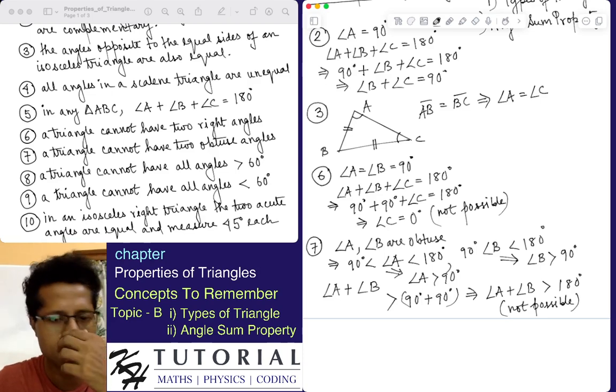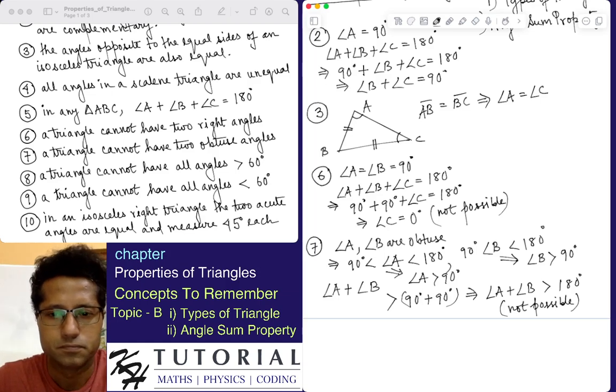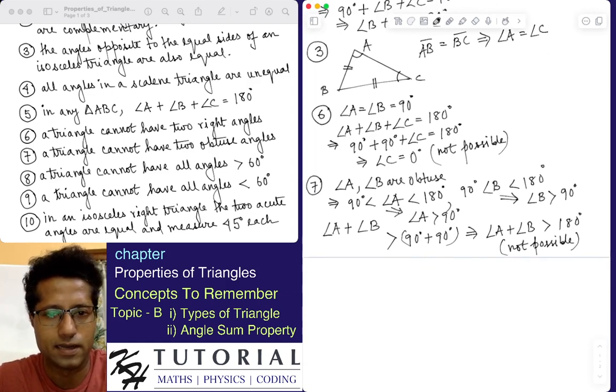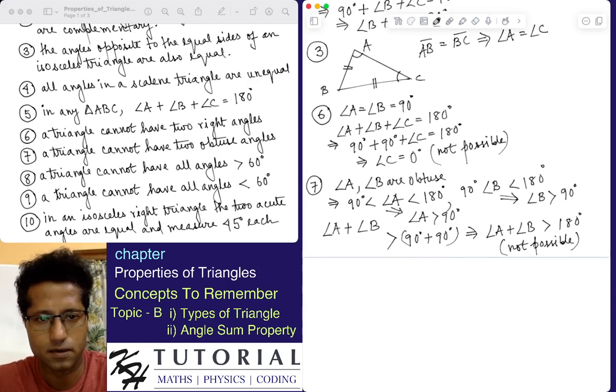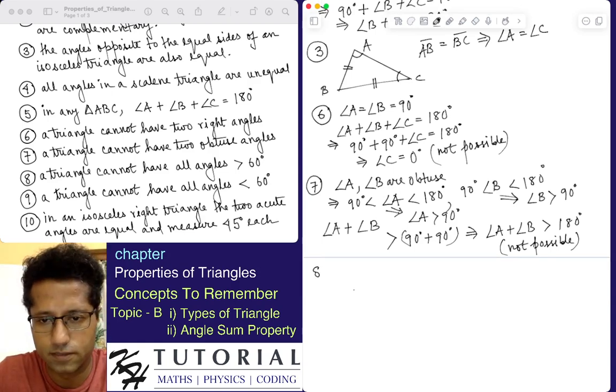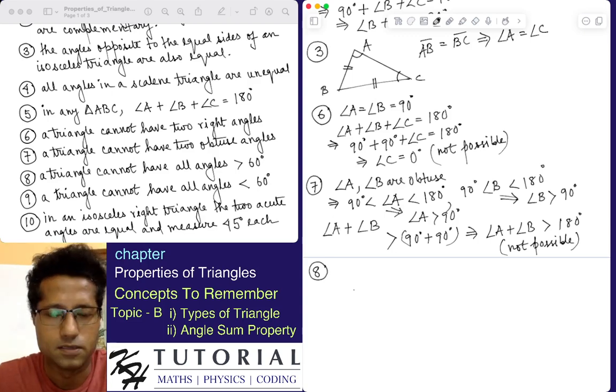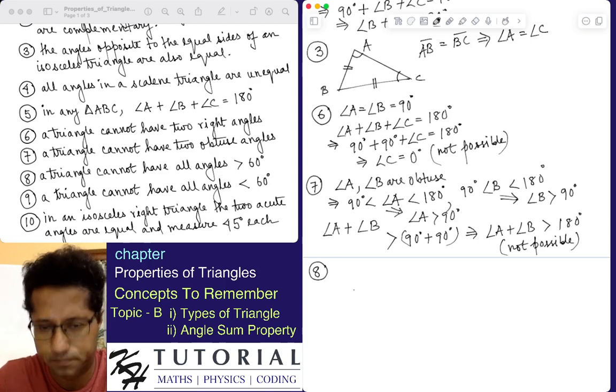So this is the reason that two angles in a triangle cannot be obtuse. Okay. Point number 8, a triangle cannot have all angles greater than 60 degrees. And point number 9, a triangle cannot have all angles less than 60 degrees. The logic used to verify this is the same: the sum of angles of any triangle is equal to 180 degrees.